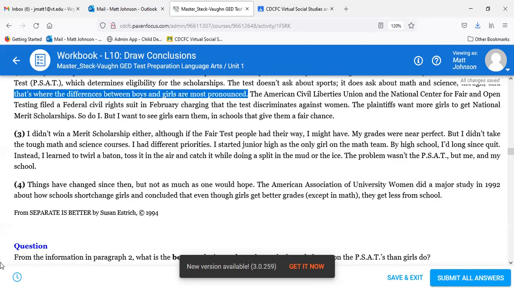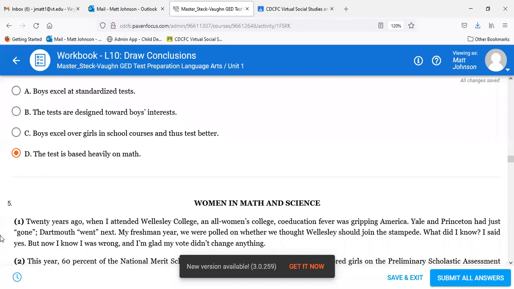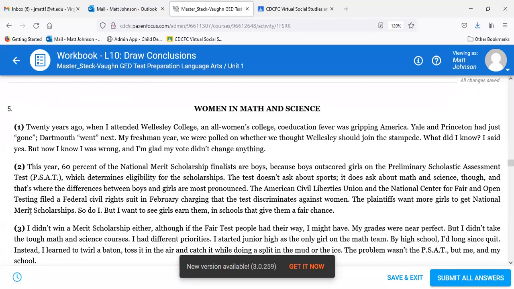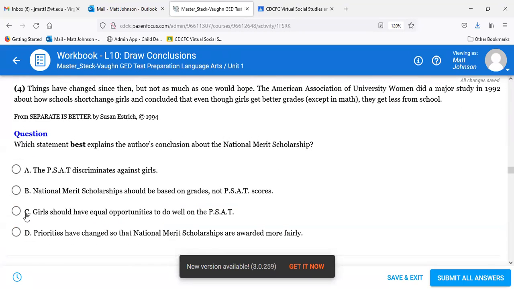So 4 is D as in dog. And our same passage for here. And we're asked, which statement best explains the author's conclusion about the National Merit Scholarship? A, the PSAT discriminates against girls. B, National Merit Scholarship should be based on grades, not PSAT scores. C, girls should have equal opportunities to do well on the PSAT, or D, priorities have changed so that national merit scholarships are awarded more fairly.